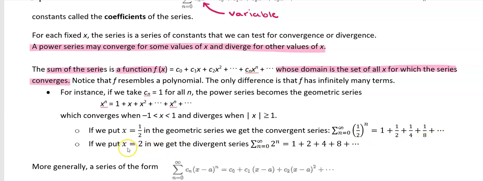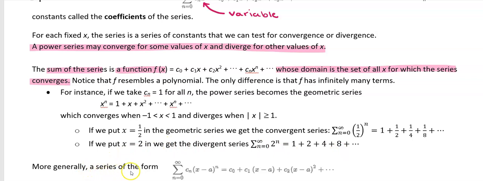But if we have an x value greater than or equal to 1 or less than or equal to -1, for example, x is equal to 2, which is greater than 1, we would get a divergent series, n equals 0 to infinity of 2 to the nth power, with our first term 1 for our c sub 0, plus 2 plus 4 plus 8 plus so forth. And as you can see, this series is going to continue to get larger and larger, and so therefore it would be divergent.